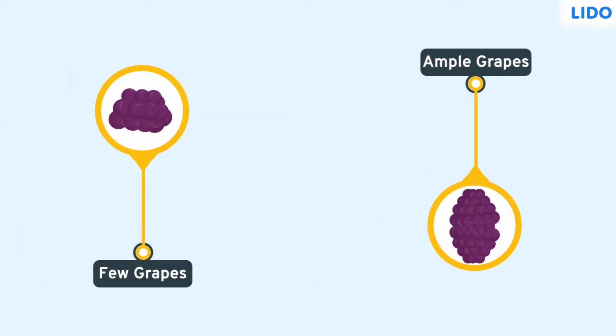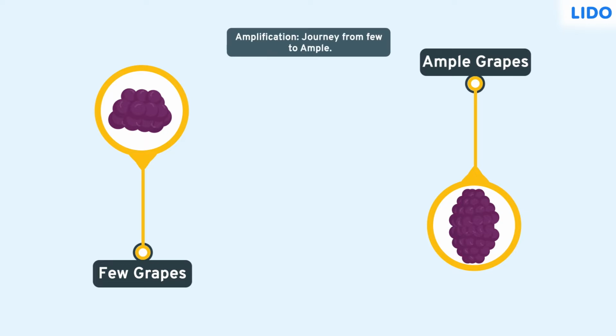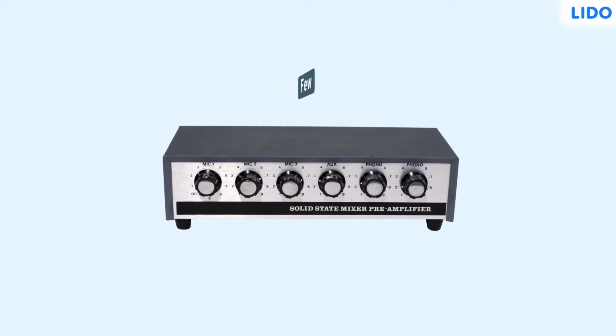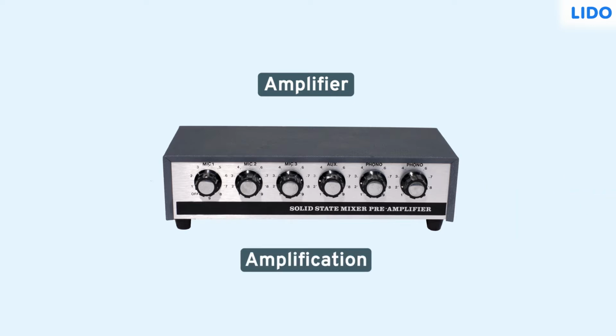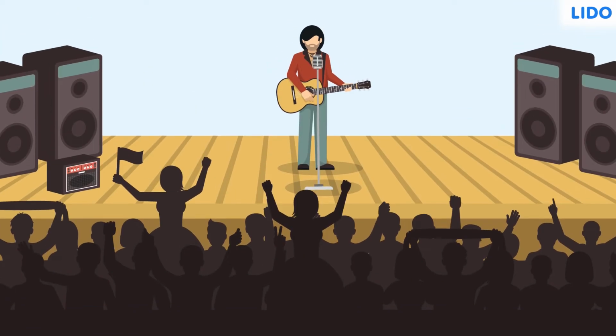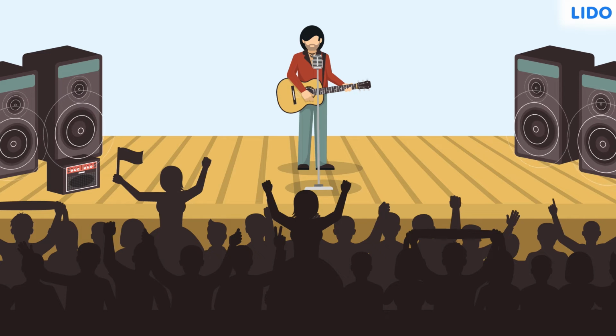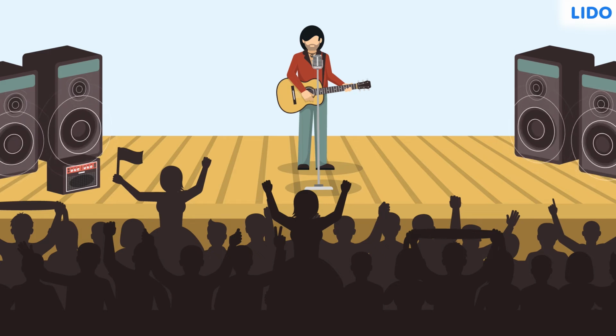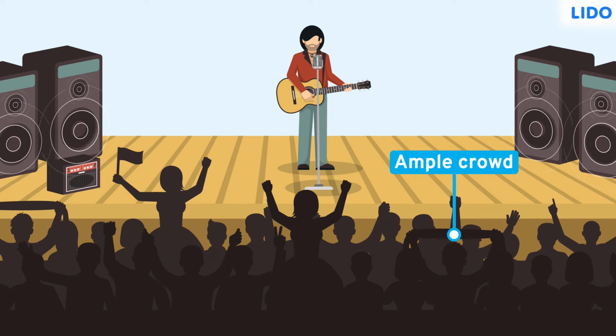In classical English, this journey of quantity from a few to ample is called amplification. The device with which you turn a few into ample is called an amplifier, and the mechanism with which this is done is called amplification. Loudspeakers are also called amplifiers because they make sound louder to reach a larger audience or an ample crowd.